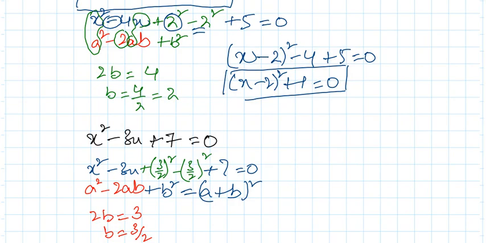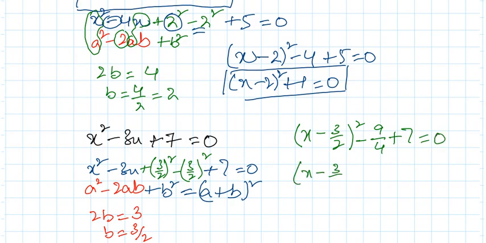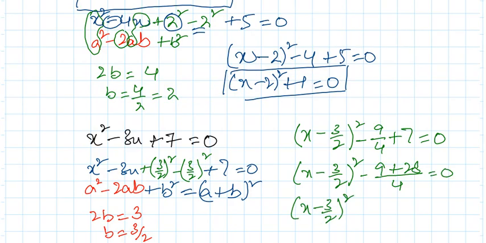So this will be (x minus 3 over 2) whole square minus 9 over 4 plus 7 is equal to 0. (x minus 3 over 2) whole square, 4 is LCM, 4 times 7 is 28, so minus 9 plus 28 equals to 0, and (x minus 3 over 2) whole square, minus 9 plus 28 is 19, so plus 19 over 4. This is the vertex form of this.